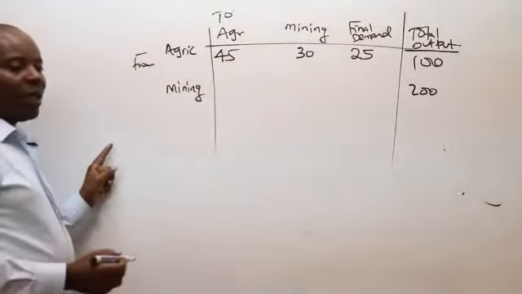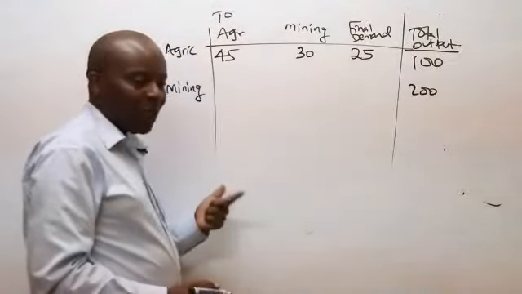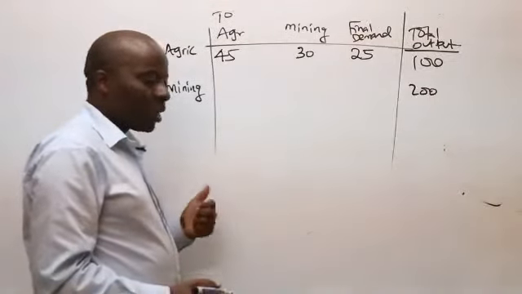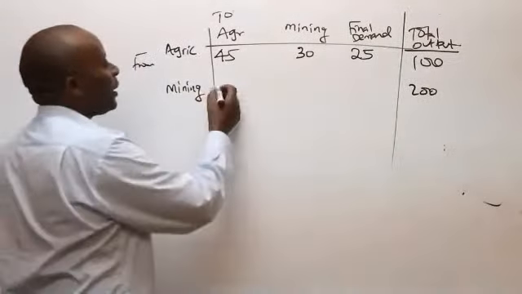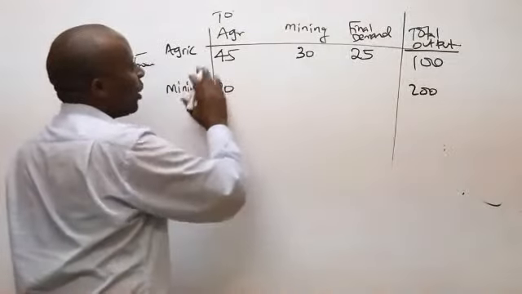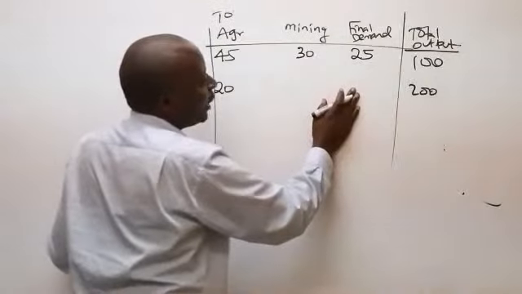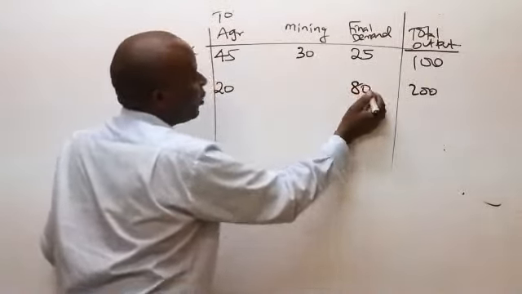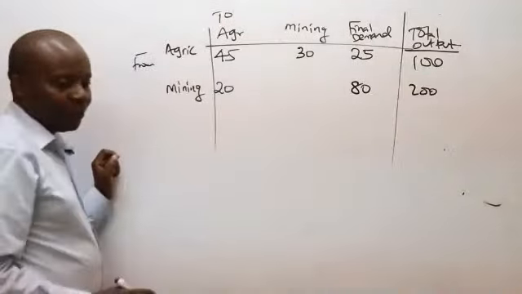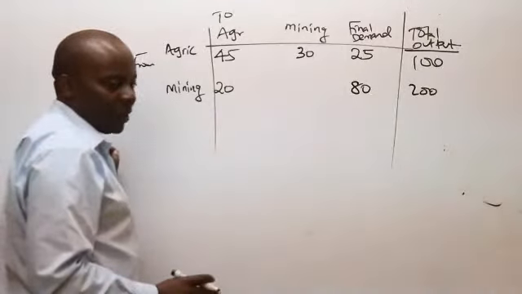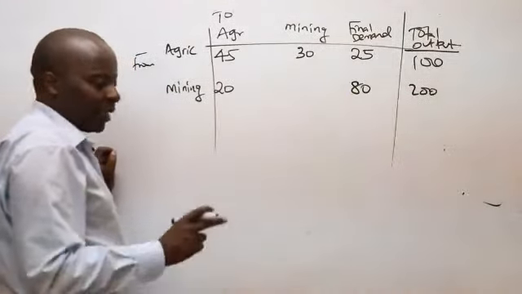Now mining also sent a few things to agriculture, for example in form of fertilizers. We need limestone when making fertilizers, right? So mining sent, for example, 20 to agriculture. Mining for final consumption, perhaps 80. So what remains for mining alone? The balancing figure.